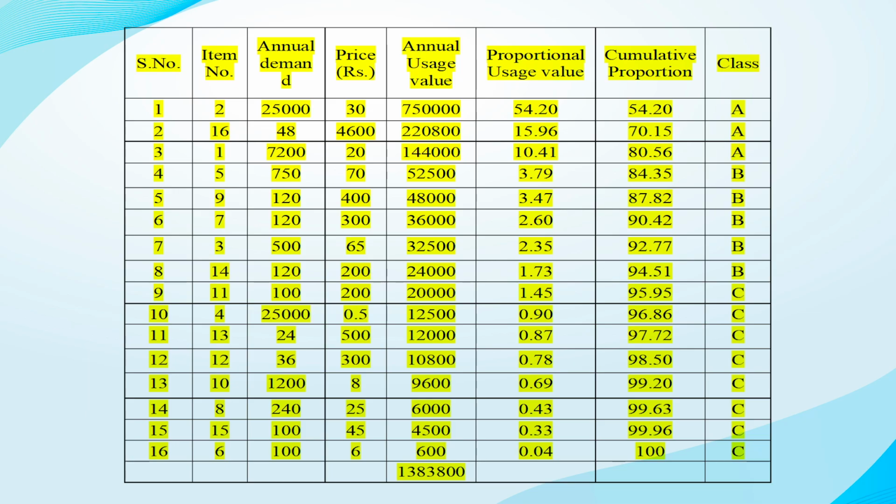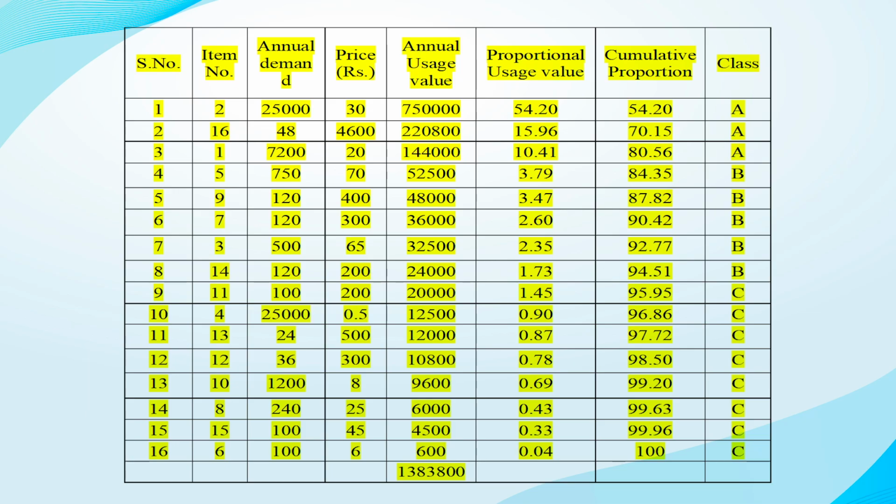So what is the annual usage? What is the annual value of that item? We multiply the annual demand by the unit price and we get the annual usage value. So if you have 25,000 into 30, it goes to 7,50,000. In that way, 48 multiplied by 4,600 is coming to 22,800.